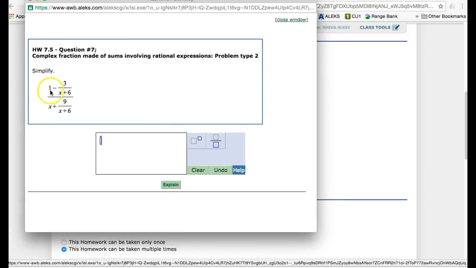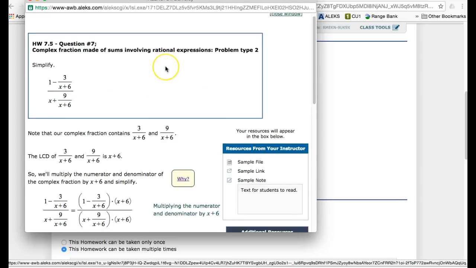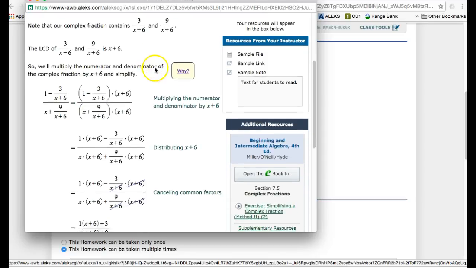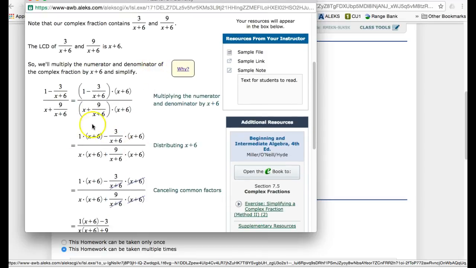Okay, so here, 4 fractions, the LCD is x plus 6. Let's look at the explanation. What we're going to do is multiply each term. This is the line of work. That's the way you're going to write the problem on your paper. Multiply the first term by x plus 1. Multiply the second term by x plus 1.